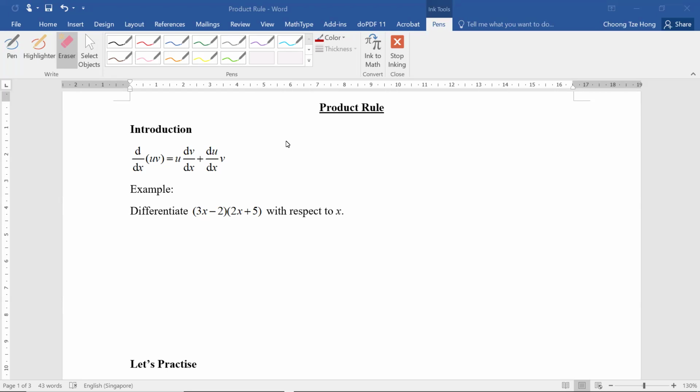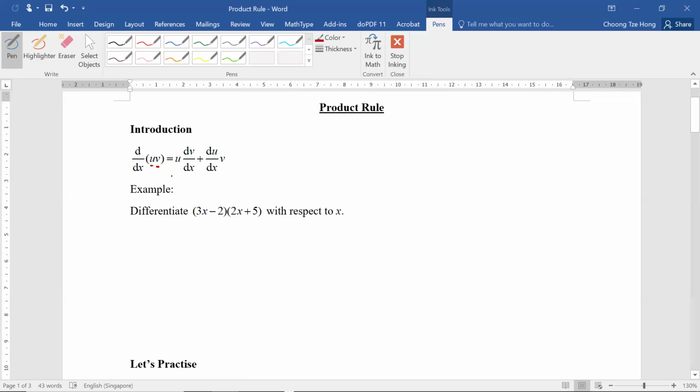We will apply the product rule if we are trying to differentiate an expression that is the product of two different terms. For example, over here, let's say we are trying to differentiate with respect to x two different terms. One of them we call u and the other one we call v. Both u and v are expressions in terms of x.